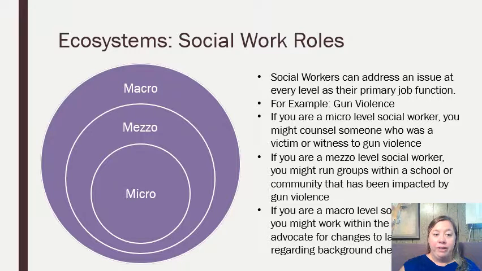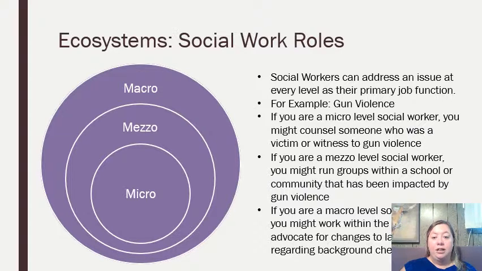So just briefly, I want to review how social work is connected to ecosystems and how it really fits so well, because we have the micro, the meso, and the macro levels within the social work profession, as well as within the ecosystems framework, right? Every time we engage a client. So social workers can address an issue at every level as their primary job function. So you might be a social worker at the micro level, at the meso level, or at the macro level. There are jobs that exist at each one of these levels.